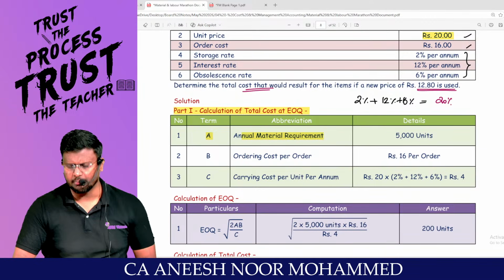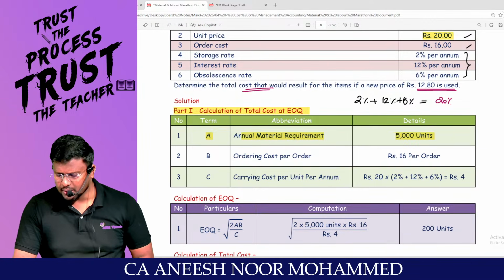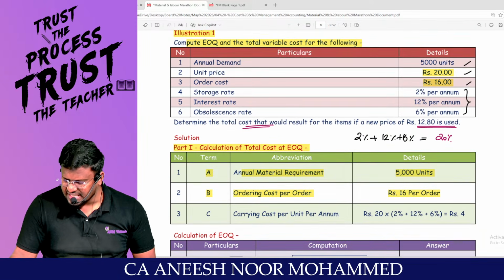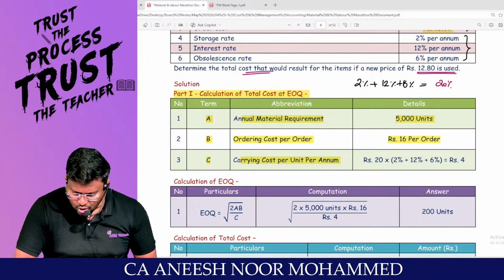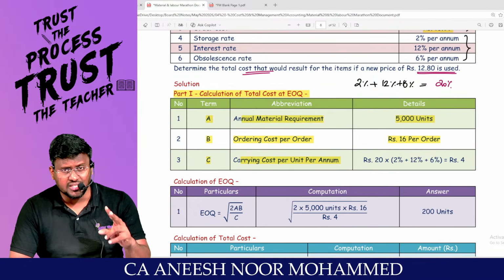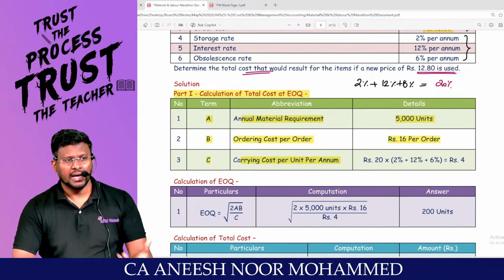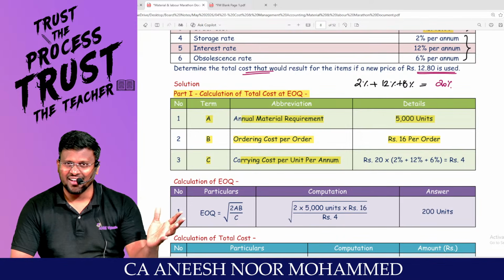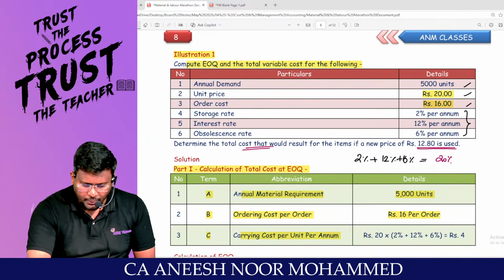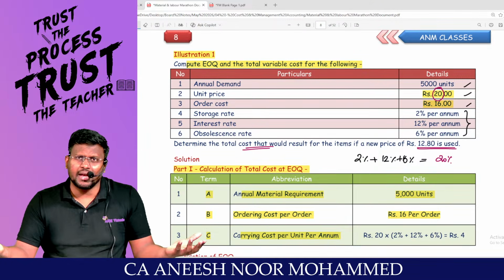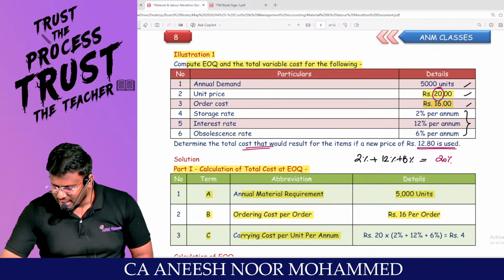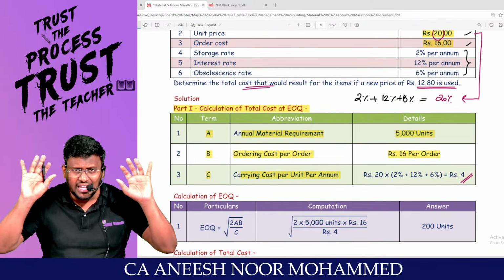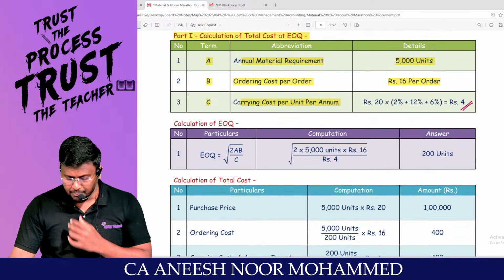Annual requirement, you tell me. What is the annual requirement? 5,000 units. Sir, ordering cost per order? How much is the ordering cost? 16. Sir, what is the carrying cost per unit per annum? 20%. 20% on what? It is based upon the price, whether it is diamond or cow dung. That means 20 rupees is the cost. So 20 into 20% means 4 rupees is the carrying cost per unit per annum, my dear lovable students.